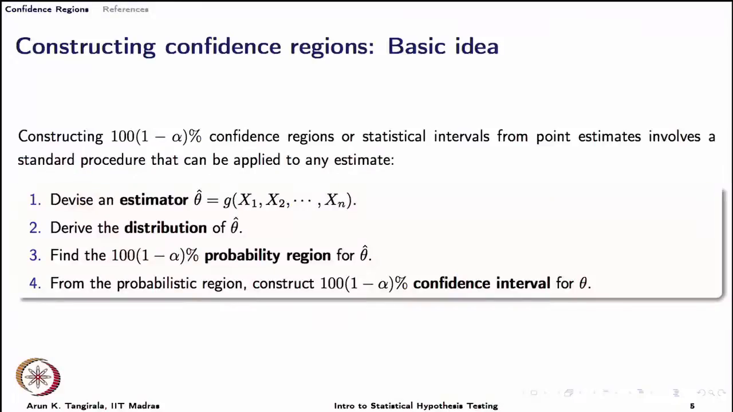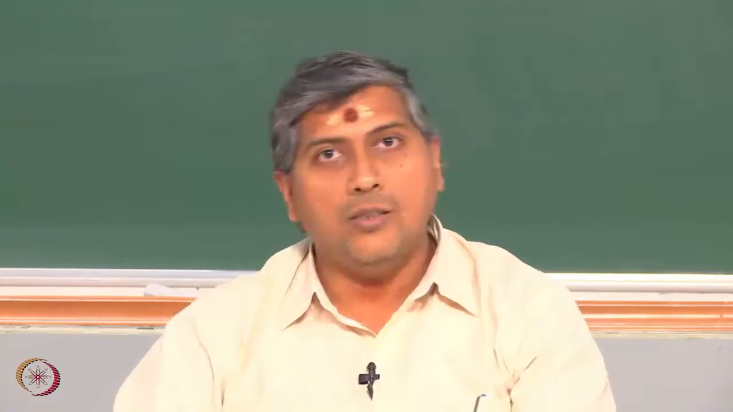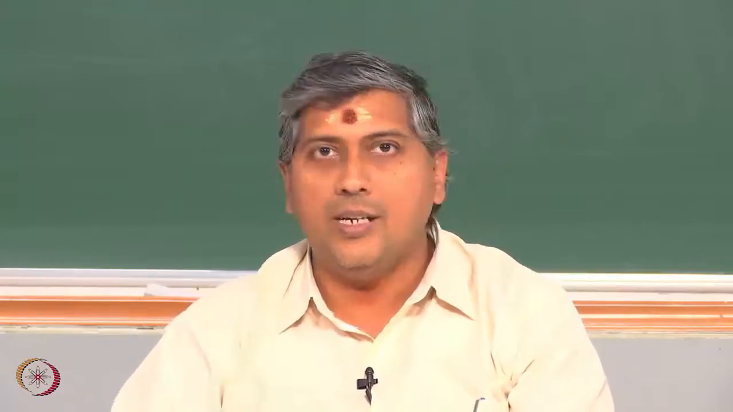From this probabilistic region, I construct the 100 times (1 minus alpha) percent confidence region for theta. So, notice the statements very clearly. In step 3, we are constructing a probabilistic region for theta hat, and in step 4, we are constructing a confidence region for theta. Always remember, the confidence regions are for the truth, not for theta hat. Theta hat is a point estimate. Unless we make a calculation error, we are sure about theta hat for that data, for that estimator. What we are doing is constructing confidence regions for theta.